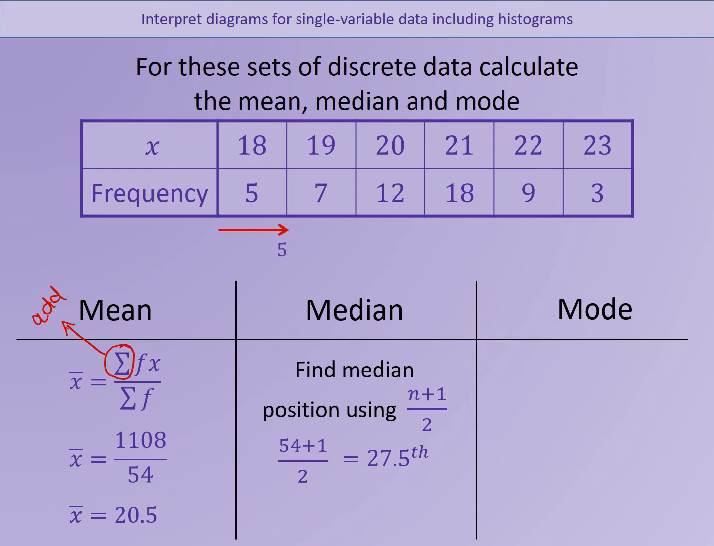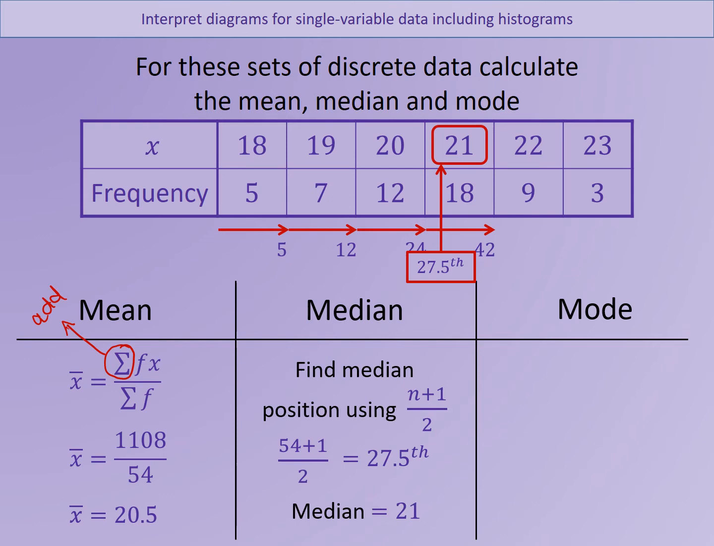So if we work through this table, there are 5 pieces of data in that first category. There are 7 in the next category, so 5 add 7, that gives us 12 pieces of data. We then know there are 12 in the third category, so that's a total of 24 pieces of data so far, and that is then telling us that our 27.5th piece of data must be in the category there that's indicated. And so the median will be the x value within that group, which is 21.